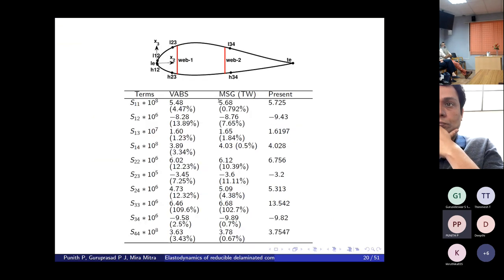And we have even calculated the equivalent 1D stiffness for an airfoil with a different composite distribution throughout the cross section. Here the airfoil has a different composite distribution at the leading edge, in the webs, and in the trailing edges, and we have compared the stiffness with other computational models such as VAPS and MSG, and we can see that the results are very close to what we have obtained. The difference between our model and the other models is very small.